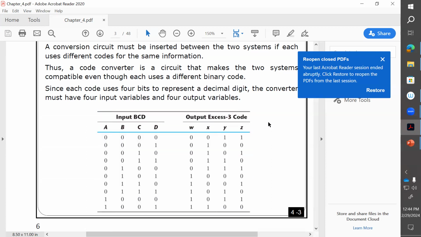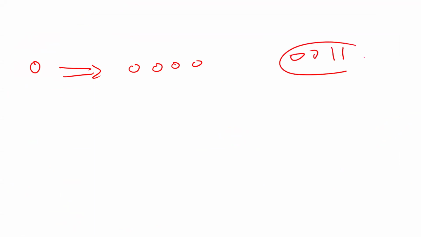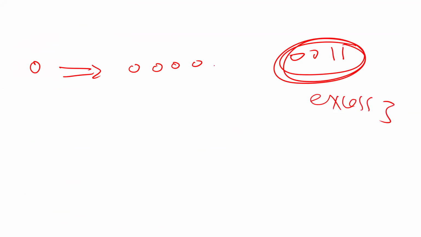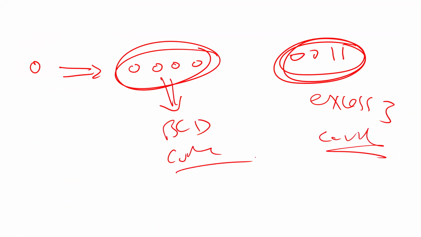Anyway, again, I have 2 codes to represent the numbers. You understand what I'm saying? To represent the numbers, I have 2 codes. For example, number 0: I can represent it as 0, 0, 0, 0, or I can represent it as 0, 0, 1, 1. I'm going to represent 0 this way if this is XS3, and this way if you are using BCD code. So this is one code, this is another code.